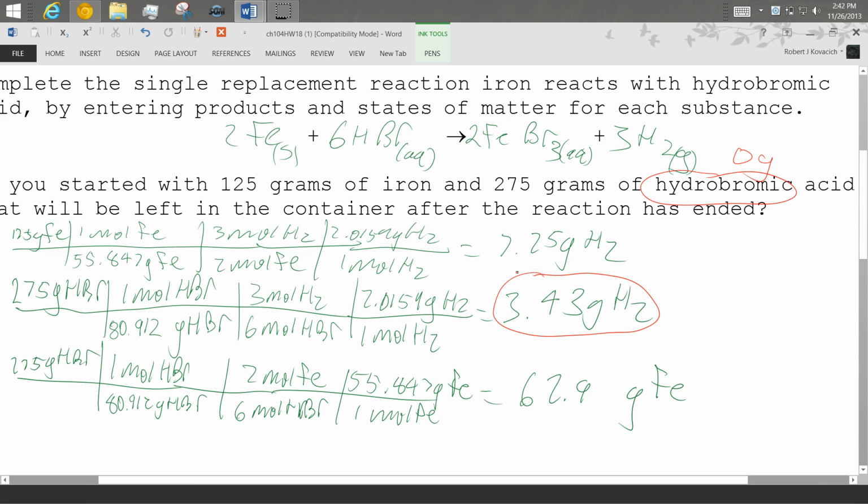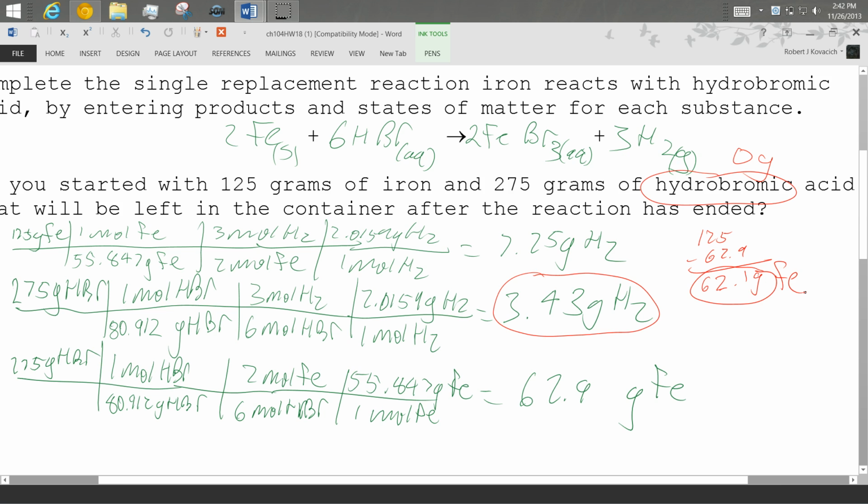So I definitely have some leftover iron, correct? So my leftover iron, I can figure out how much is left in the container by taking the 125 that I started with and subtracting off the 62.9 that I know I needed. Yep, that's it. So I know that's how much iron is left in the container.